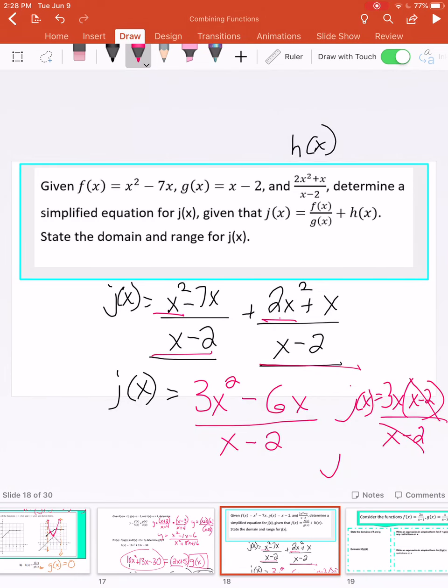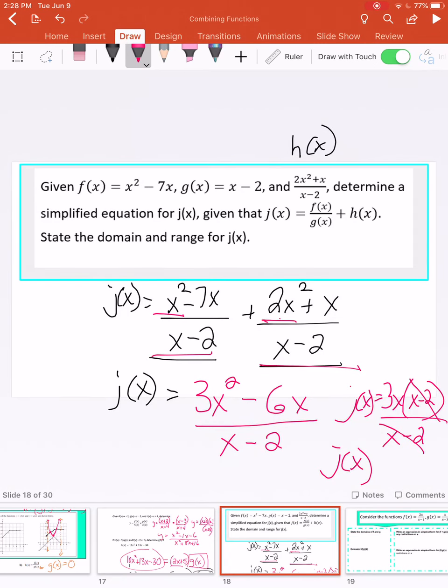So that gives me a function of g of x. J of x equals 3x. So now my domain, because this is a linear graph, okay, x would be an element of all real numbers. My range would be y is an element of all real numbers.